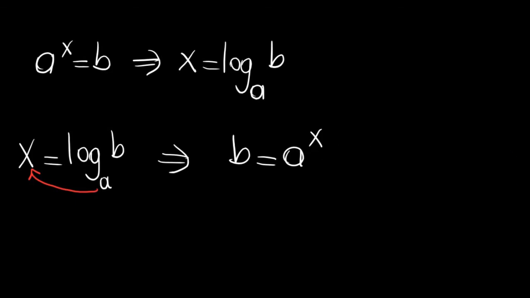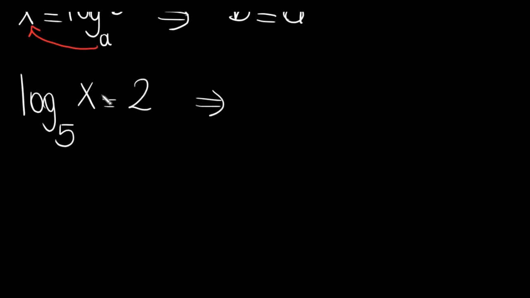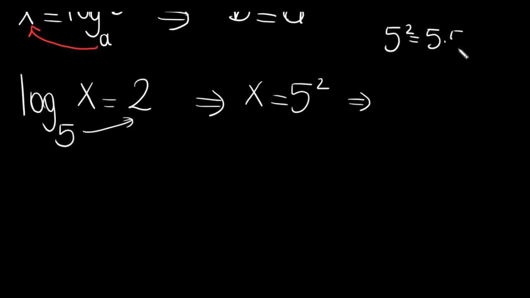So let's do a few more examples. For example, if we have log base 5 of x is equal to 2, then x is going to be 5 to the power of 2. Okay? So that means 5 to the power of 2 is, we multiply 5 by itself 2 times. 5 times 5, which is 25. So x is going to be 25.